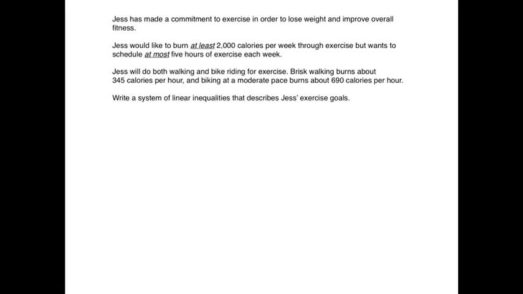Jess will do both walking and bike riding for exercise. Brisk walking burns about 345 calories per hour, and biking at a moderate pace burns about 690 calories per hour. Write a system of linear inequalities that describes Jess's exercise goals. Well, the first thing we're going to need here are variables. We're going to try and figure out what these variables are. I'm going to use W for walking and B for biking. I think that's pretty straightforward.